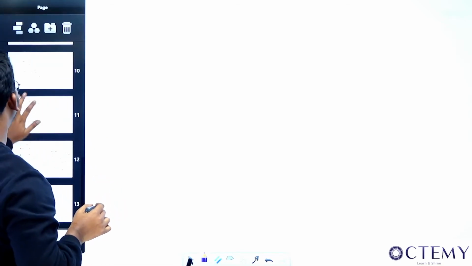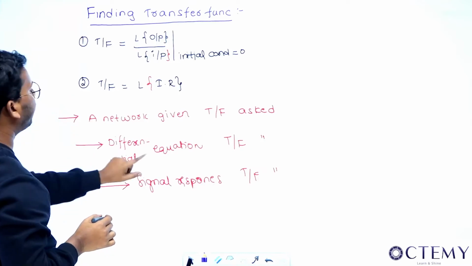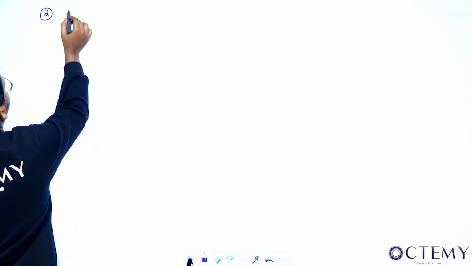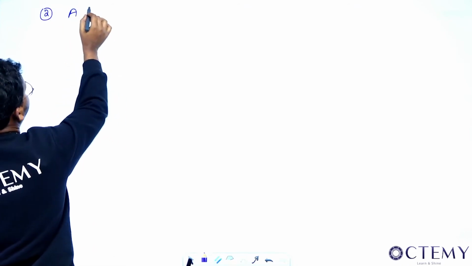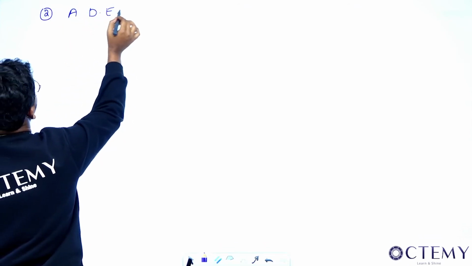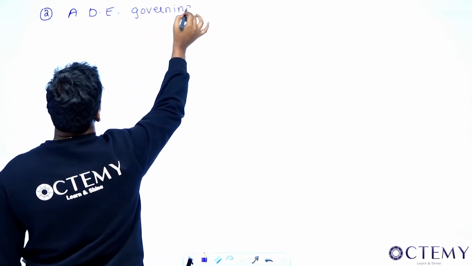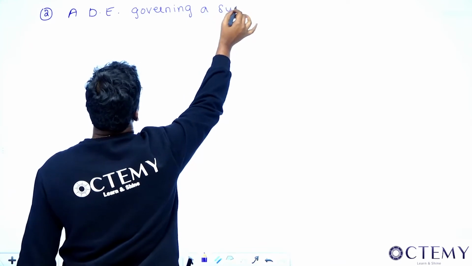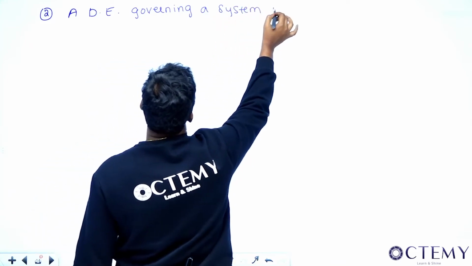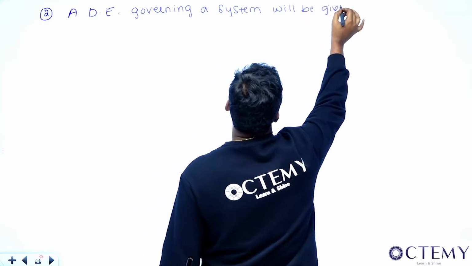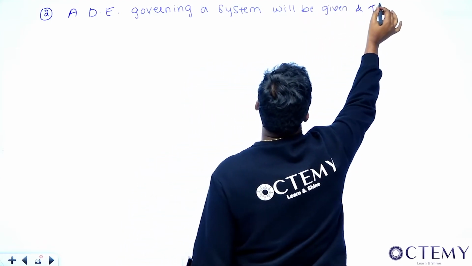In the second method, how do you find? They will ask you the transfer function, sir. They will ask you the transfer function by using a differential equation. So, see sir, what's a differential equation? A system governing, or a differential equation governing a system will be given and transfer function will be asked.